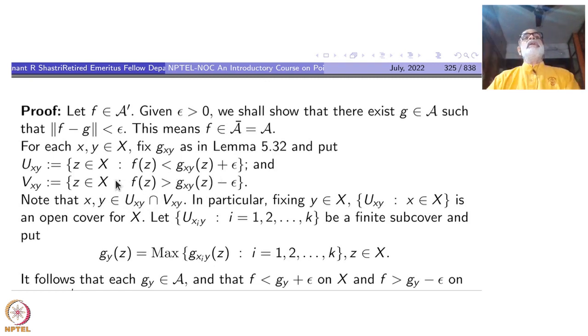Of course, I have taken the inverse image: all z inside X such that f(z) is inside this ray, which means it is the inverse image of the ray under f. So this is U_xy and V_xy. These are open subsets, obviously. Note that (x, y) is both inside U_xy as well as V_xy. In particular, why are we saying this? f(x) here is g_xy(x), so f(x) is less than g_xy(x) plus epsilon. Similarly, f(y) is also less than g_xy(y) plus epsilon. So x and y have this property, so they are both inside U_xy as well as V_xy.